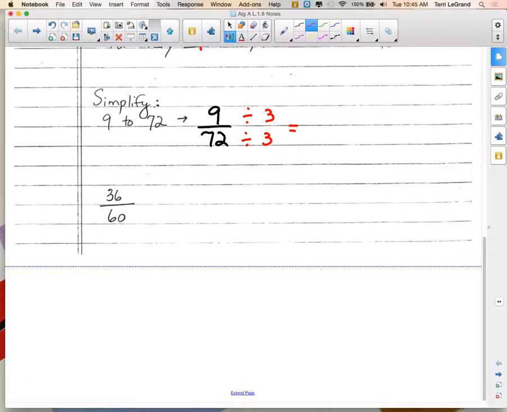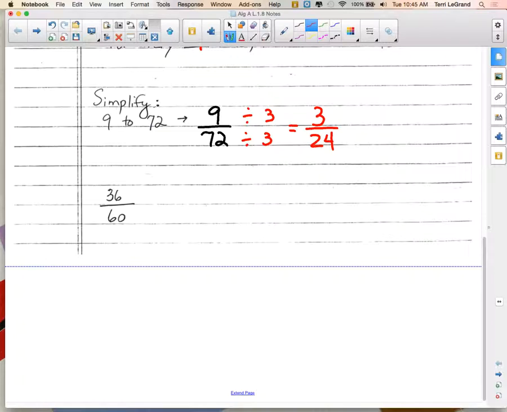You can use your calculators, I'll let you have them out. Hopefully you don't need for the 9 divided by 3 though. What's 9 divided by 3? 3. And 72 divided by 3 is? 24. Okay. How are you feeling? Are you convinced we can't do more? Is that our simplified ratio?